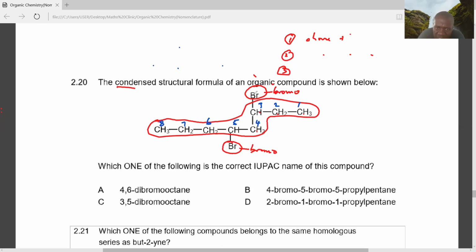But if they were both at the same position, then we can start from any end, because alphabetically they are both bromo. Unless we had chlorine and bromine, then we're going to consider the order. Which one comes first alphabetically? So this is going to be 1, 2, 3, 4. So this will be 3,5. Why 3,5? One branch is at carbon number 3 and the other one is at carbon number 5.